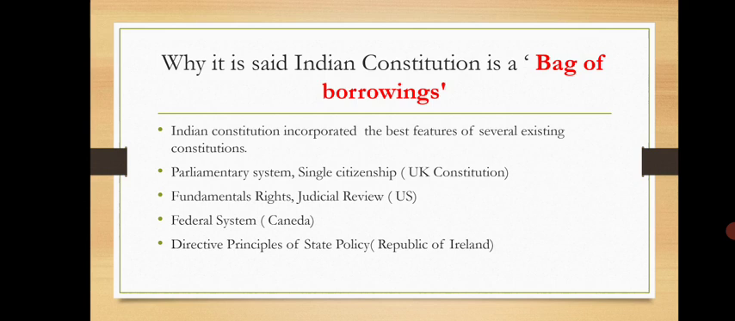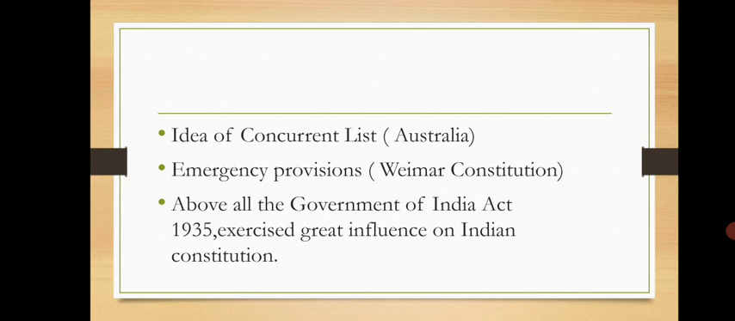Fundamental rights and judicial review were from the US, and the federal system was from Canada. I told you what the federal system is; that concept was taken from the Canadian constitution. Then directive principles of state policy were from the Republic of Ireland. Many other things are there, but I have just mentioned some of the important things that we borrowed from others. The idea of a concurrent list was from the Australian constitution. Emergency provisions were taken from the Weimar constitution.